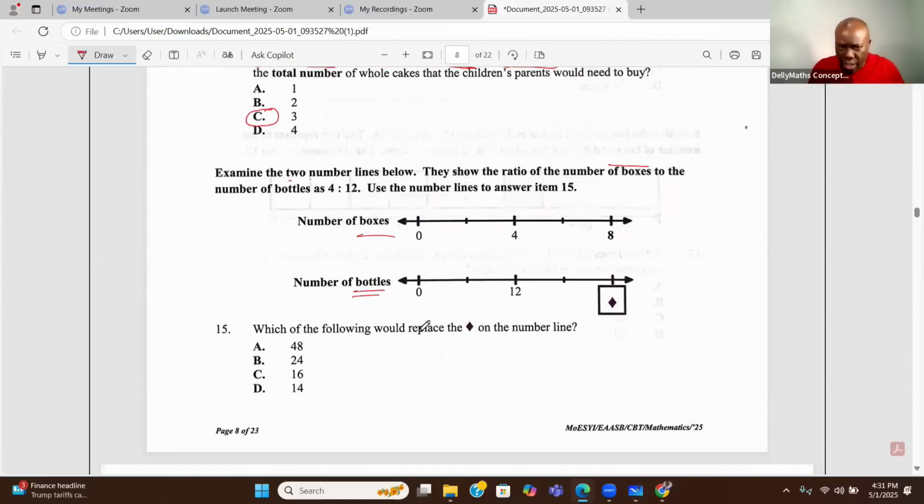So it says, which of the following replace this? So when you look, you're seeing 4 to 12 here. So 4 to 12, how did the 4 turn to the 8? You times by 2. The 12 would have to times by 2 as well. That's 24. So we're looking for 24 right there for that one. And we're definitely good and ready to go. Let's go to the next question.